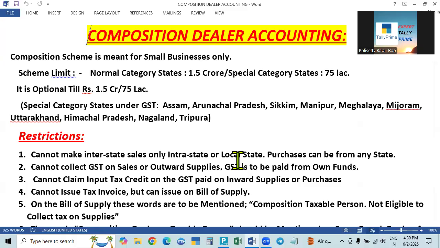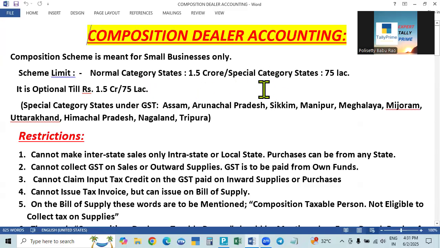In the case of the regular scheme, there is no maximum cap or limit for the business. But in the case of the composition scheme, there is a maximum limit. If the turnover is within that limit, they can register and be composition dealers. If the limit is crossed, they will have to shift to the regular scheme. For this scheme, the states are divided into two categories: normal category states and special category states.